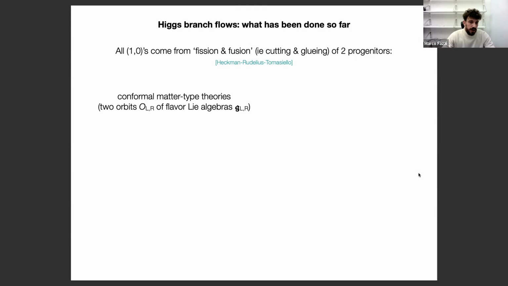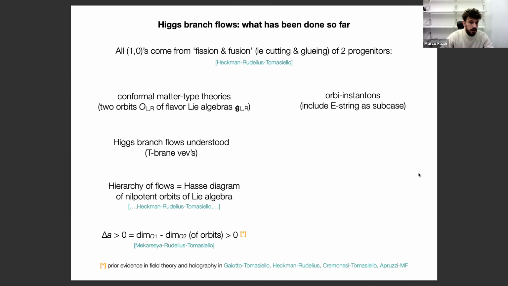So the first type of progenitor is a certain conformal matter type of theories that I will not introduce here. But roughly speaking, these are characterized by two nilpotent orbits of two flavor algebras, let's say G left and G right, which are located at the leftmost and rightmost positions of the quiver that describes the tensor branch of the CFT. And the other type would be orbi-instantons, which is the focus of this talk, the other progenitor. In the first case, pretty much everything is understood. So Higgs branch flows can be understood. They're essentially triggered by so-called T-brane maps that one turns on in the geometry.